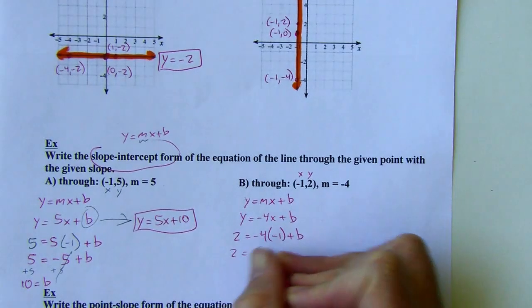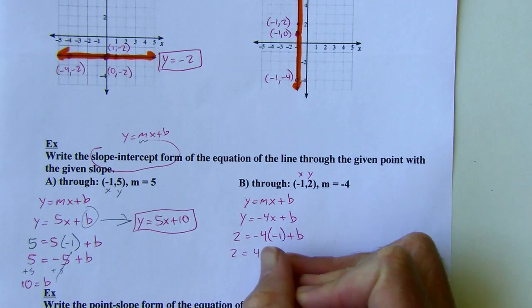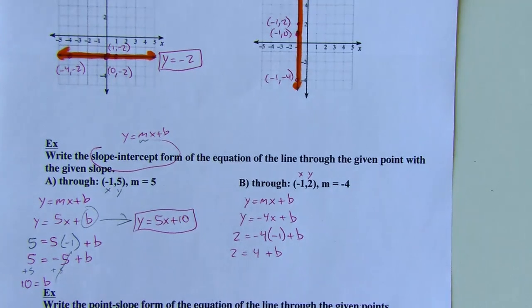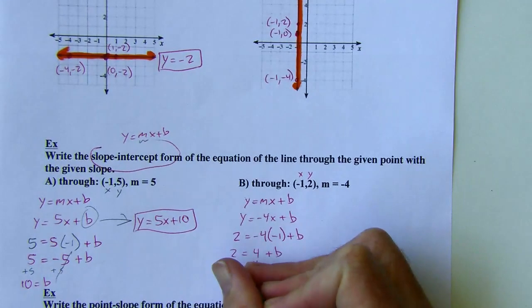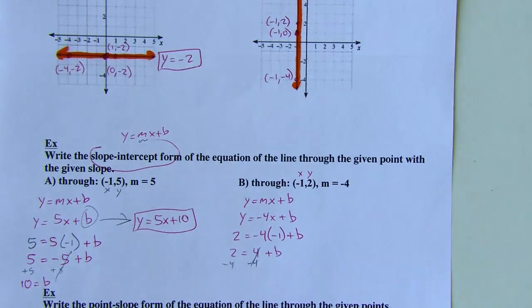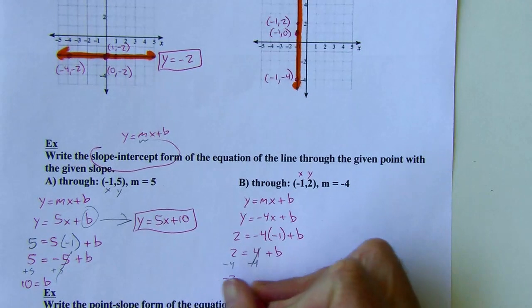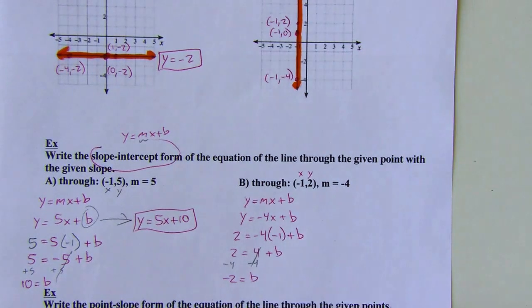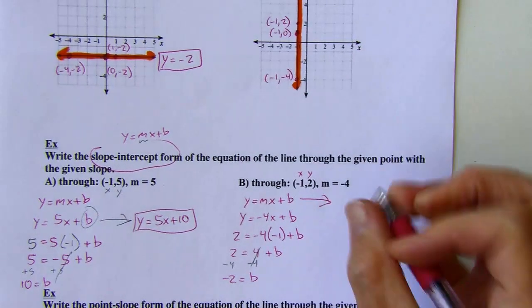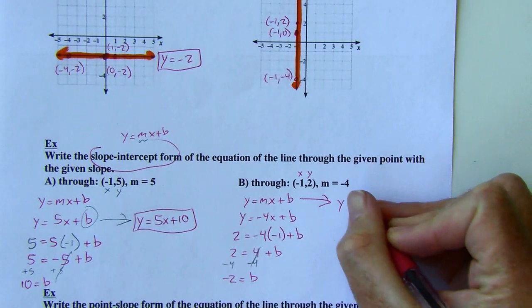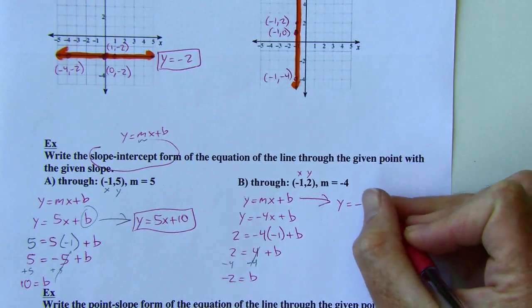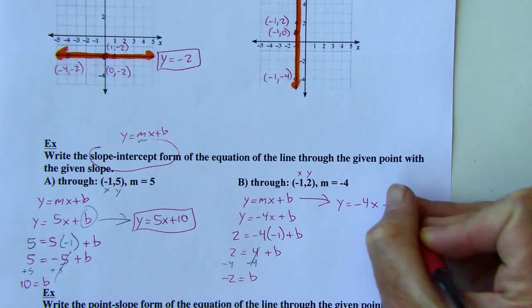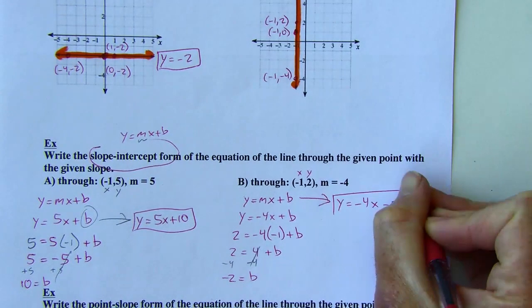So negative 4 times negative 1 is 4. Then I'll subtract 4 from both sides. Okay, there's my b. And now I can rewrite this equation, right? Because I know the slope and I know the y-intercept. And there is my final answer.